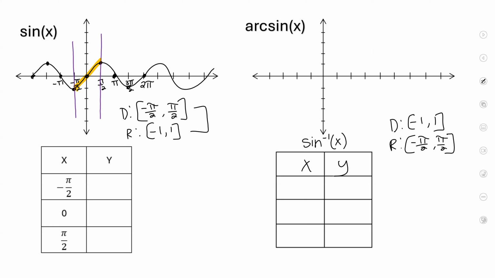And of course, another way to say inverse of sine is arcsine. These both mean the inverse of sine. So looking at my original graph over here, at negative pi over 2, the y value is -1. At 0, the y value is 0. And at pi over 2, the y value is 1. So to get the inverse of sine, I'm going to swap the x's and y's.